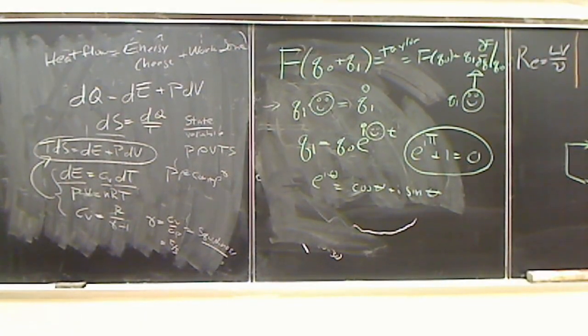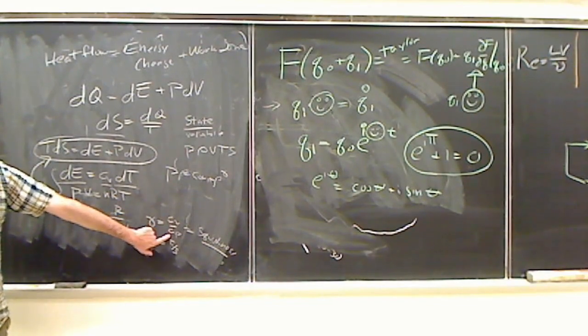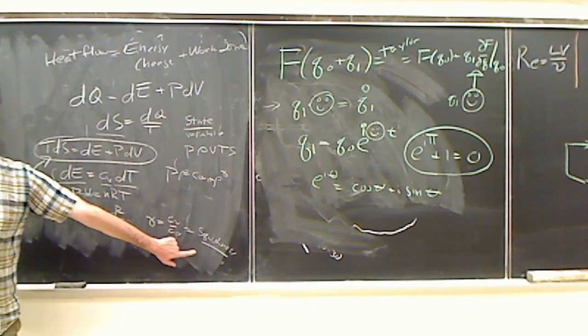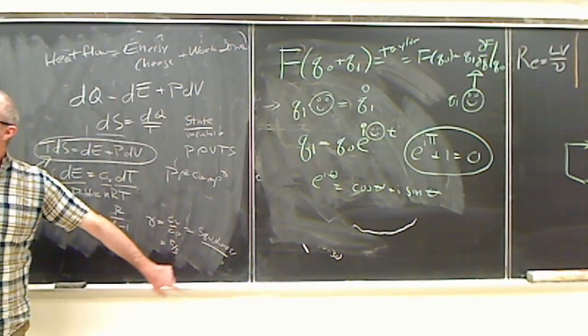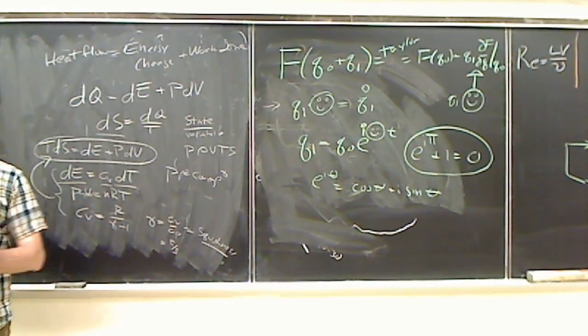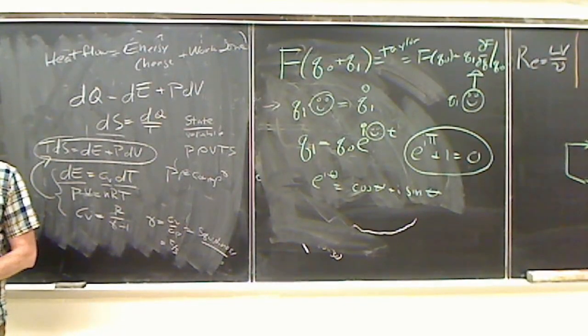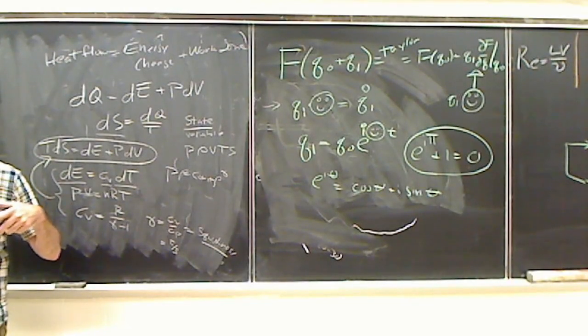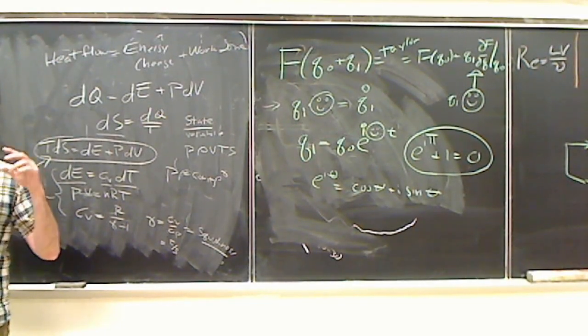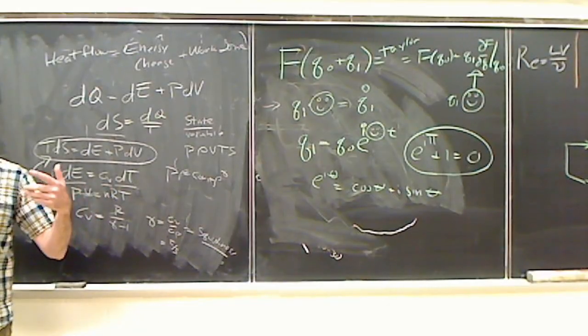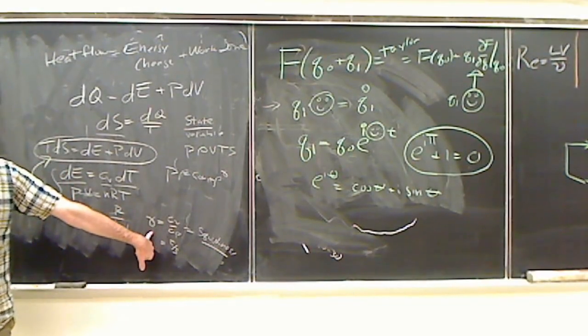Okay, does anybody have any questions about the stuff we went over today? Yeah. Is gamma equal to CV over what? CV over CP. CP is the specific heat at constant pressure, and CV is the specific heat at constant volume. You no longer need to remember that because I'm not going to use those quantities except in the gamma.